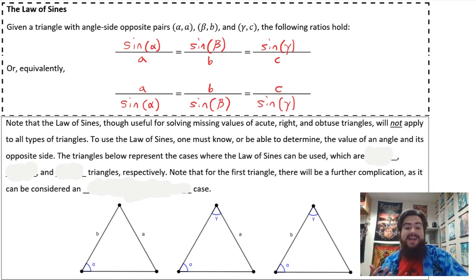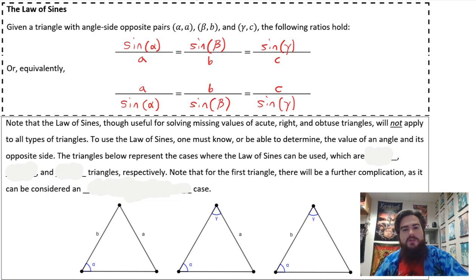Now, the law of sines is going to work for a lot of cases that you will see. However, it is not magic. It is not going to work for any situation where you have some knowledge of side lengths and angle measures in a triangle. It will only work for particular cases. Note: the law of sines, though useful for solving values of acute, right, and obtuse triangles, will not apply to all types of triangles.